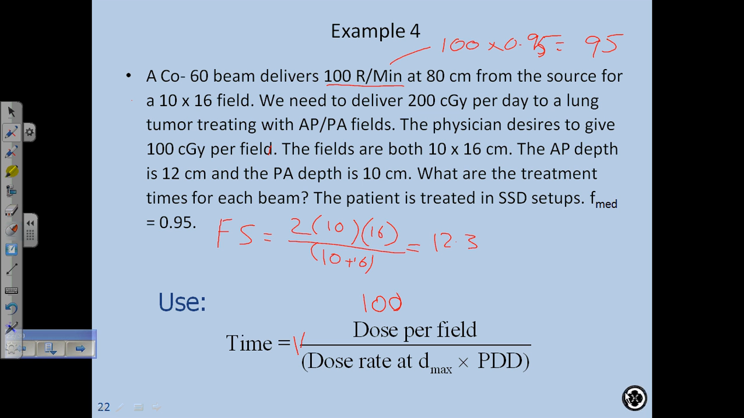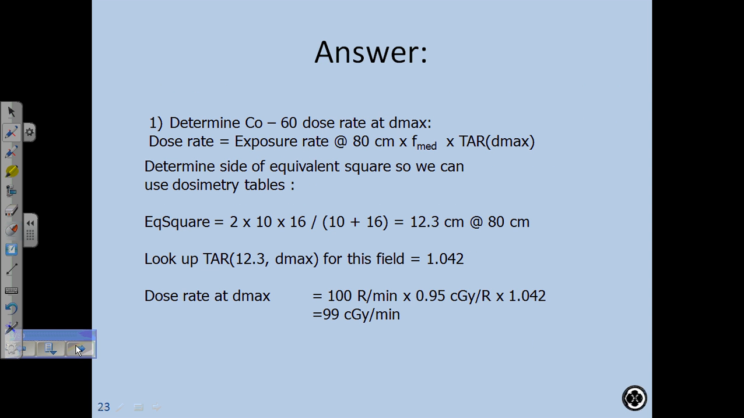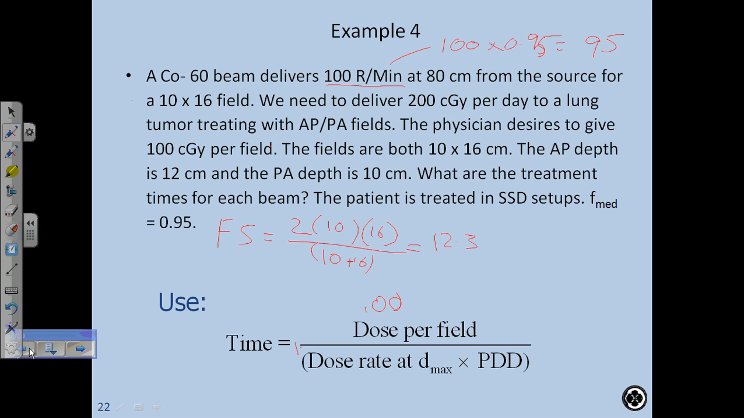So what do we need? We need the TAR. Do you guys have the TAR table in there? Yeah. For a 12 by 12 field at a depth of 12 centimeters, it's 0.630. Do we divide or multiply? This is in air. 95 is in air. So we need to go to the tissue. Dose in air times TAR is dose in tissue.